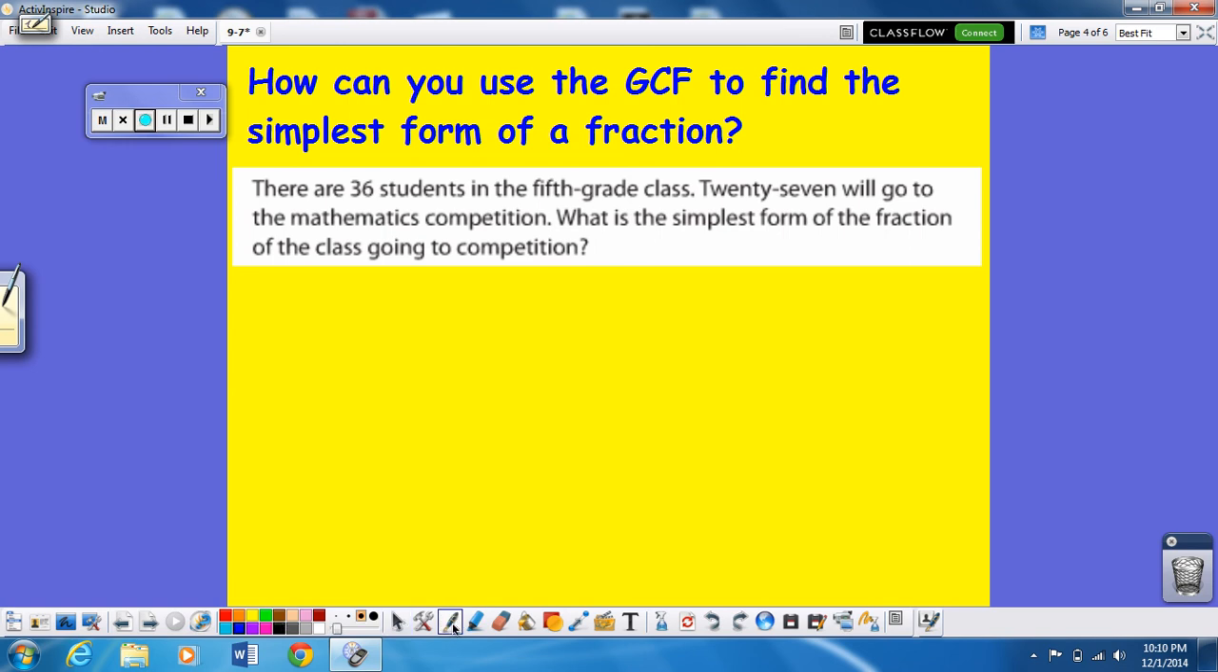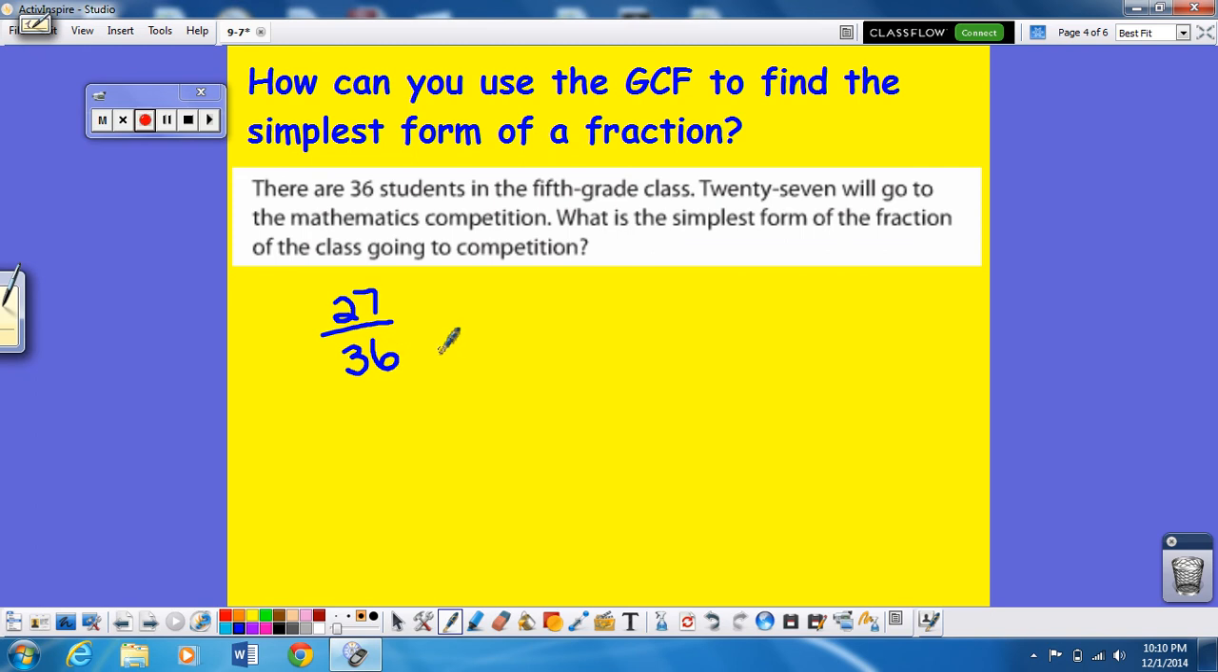Now, I want to show you how easy it is to use the GCF, and I'm going to leave it up to you as to how you do this. Let's say there are 36 students in the 5th grade class. 27 will go to the mathematics competition. What is the simplest form of the fraction of the class going to the competition? Okay, so we know that there are 27 going out of 36.